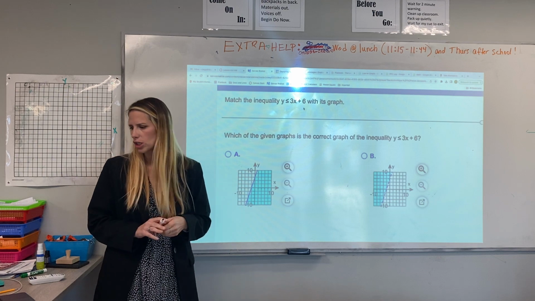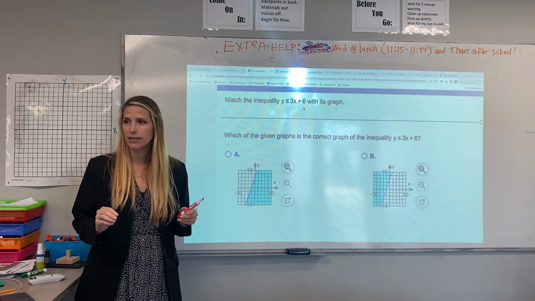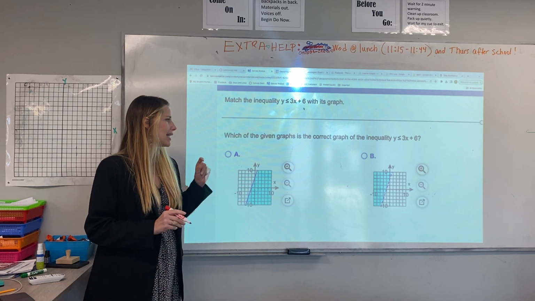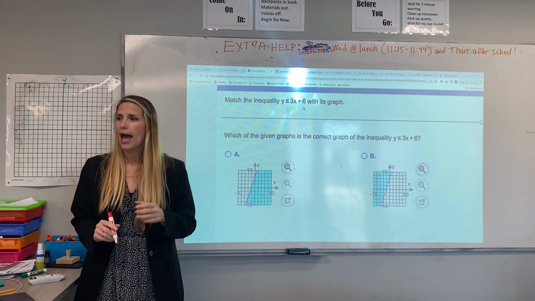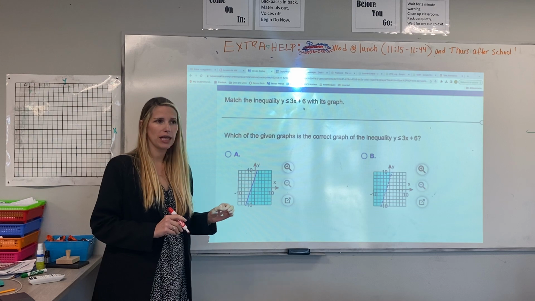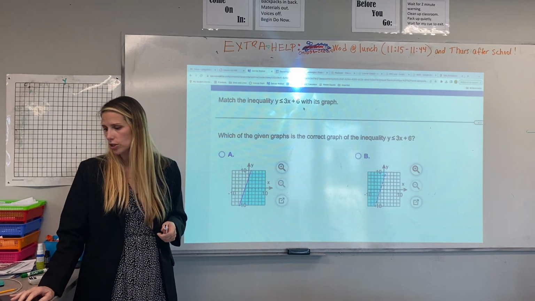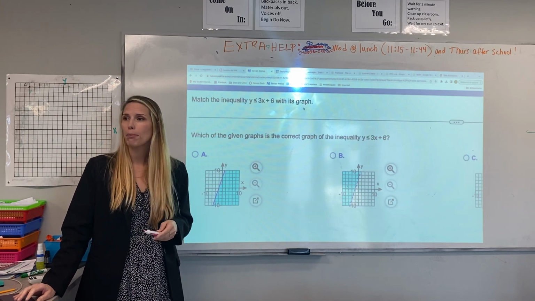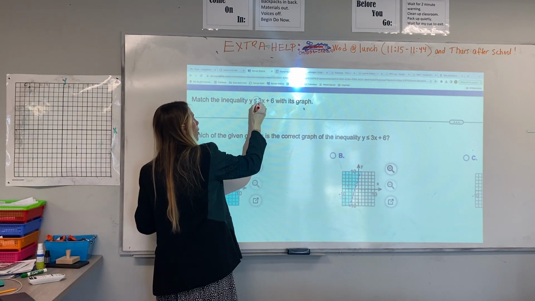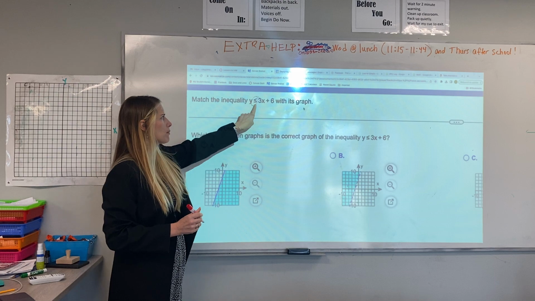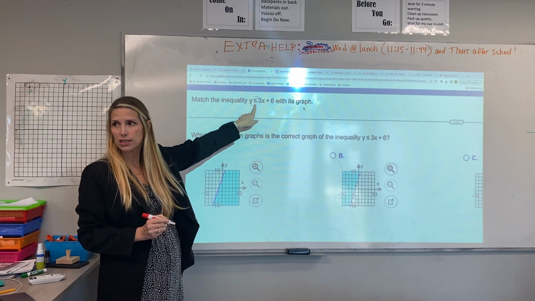We're not really concerned about where the boundary line is. We are concerned about whether the boundary line is dashed or solid, and where it should be shaded. That's all we're concerned with on this question. It really doesn't matter what numbers you have in your inequality. We are looking at this part. So let's determine, should it be dashed or solid?